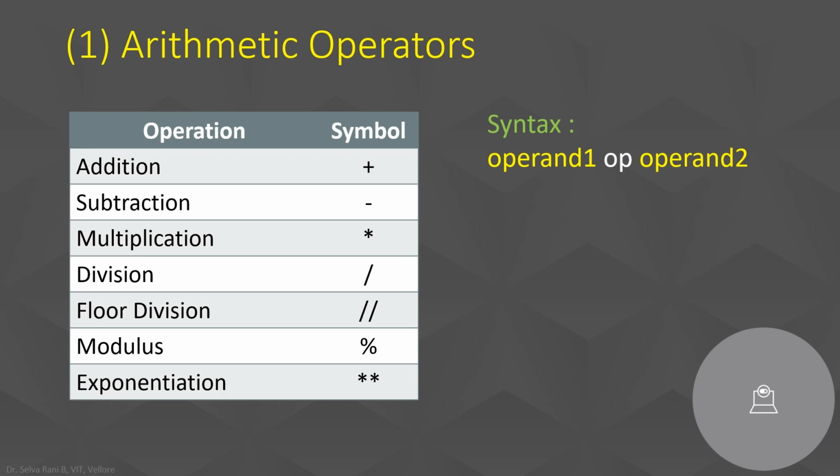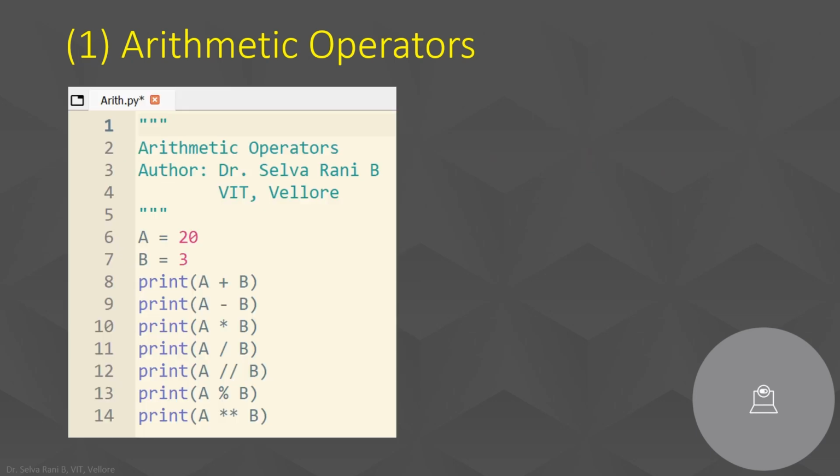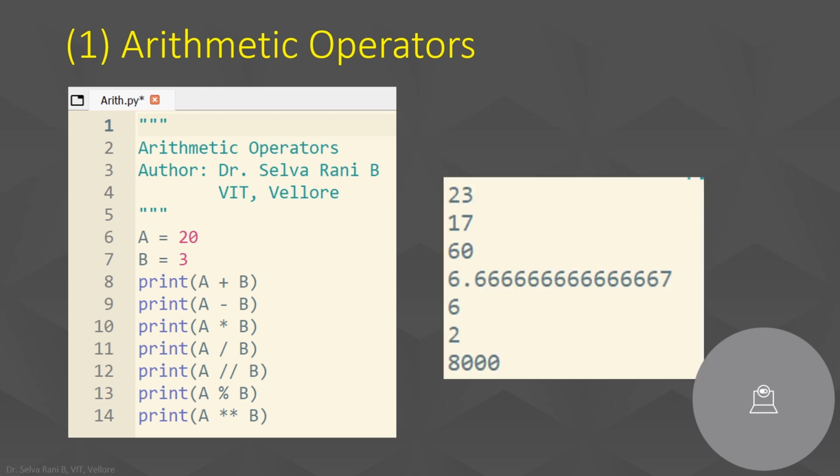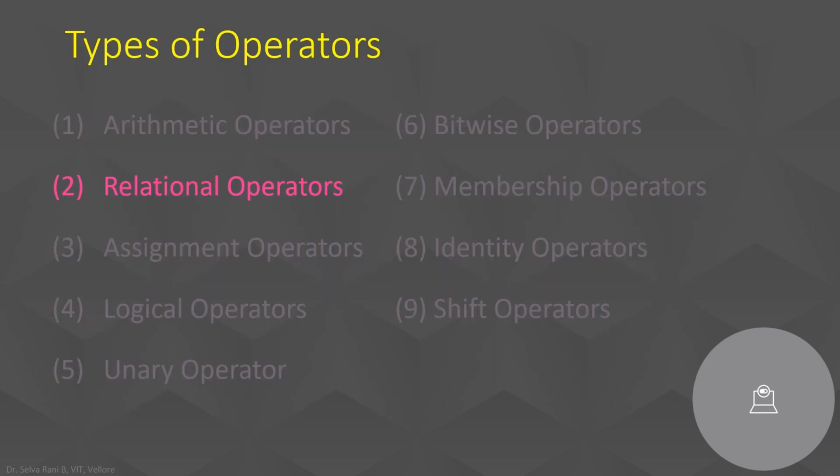So the syntax of any expression with the help of an arithmetic operator is operand 1, operator, operand 2. These operators are binary operators which need two operands. A very simple example here: a = 20, b = 3, and all the arithmetic operations are performed on these two values a and b, and the results of a + b, a - b, a * b, a / b, a // b, a % b, and a ** b are given here for your reference.